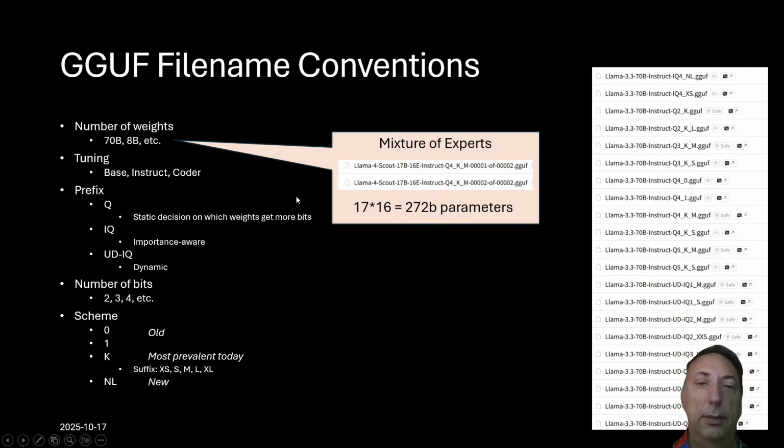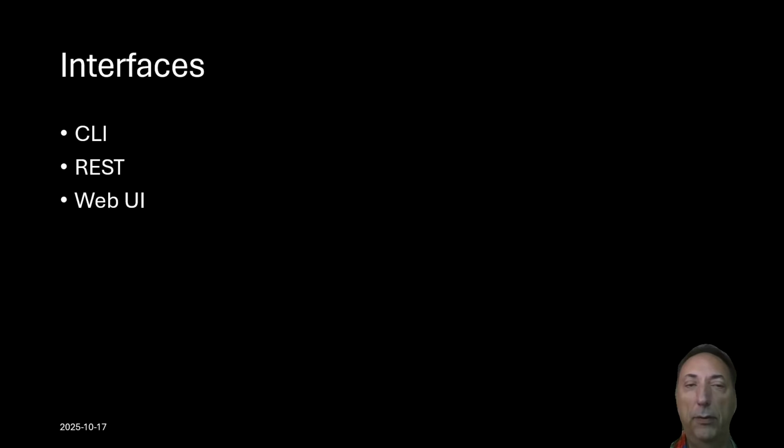And then if you have a mixture of experts model like Llama 4, as I mentioned, it actually has 2 numbers here instead of 1. It has the 17B for the number of weights per expert, 17 billion weights per expert, and then 16 experts. So the total number of weights would actually be 17 times 16. You would need to take that into account when you're doing your rough calculation for VRAM requirements.